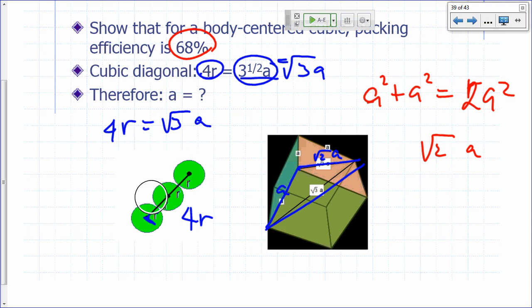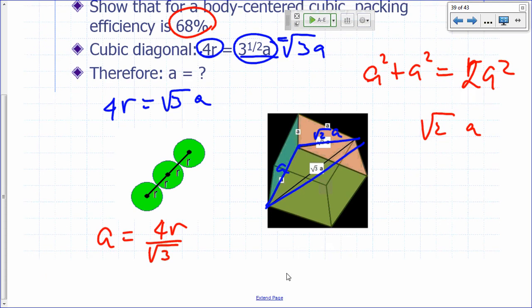So what is a? Solve for a. A is equal to 4r over square root of 3. Okay, so how do we determine the packing efficiency? The volume of the sphere divided by the volume of the cube. But how many spheres do we have in a body-centered cubic? 2. 1/8 of the 8 corners, right? Plus the one in the middle.